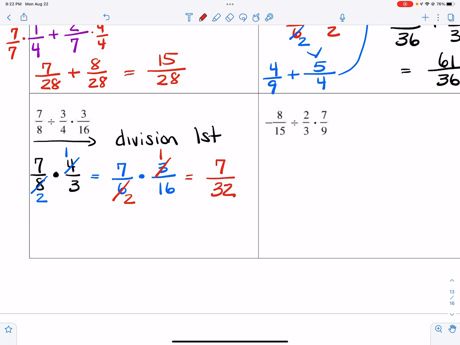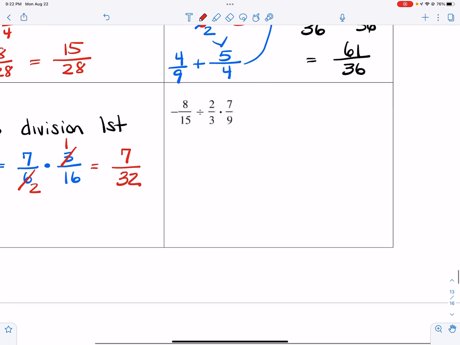Okay? The next one is exactly the same thing, except two things change. The numbers, obviously, and then we have a negative sign. So I'm going to write this as -8/15. Change the division to multiplication. Flip the second fraction over. 3 goes into 3 once. 3 goes into 15 5 times. 2 goes into 2 once. 2 goes into -8 4 times.